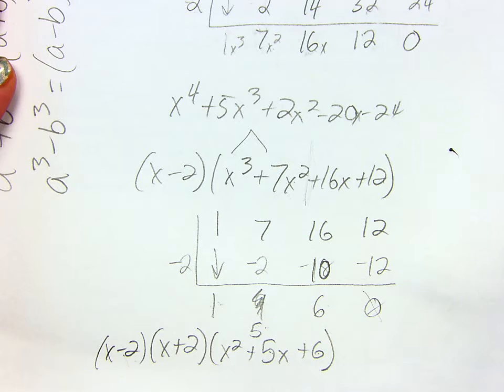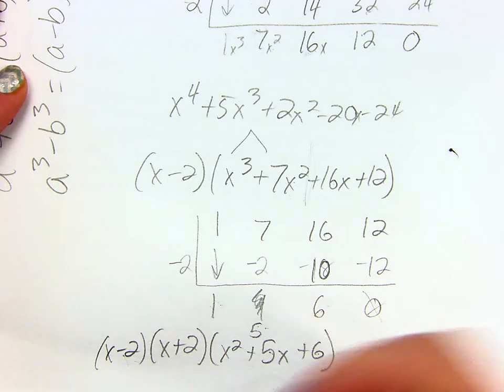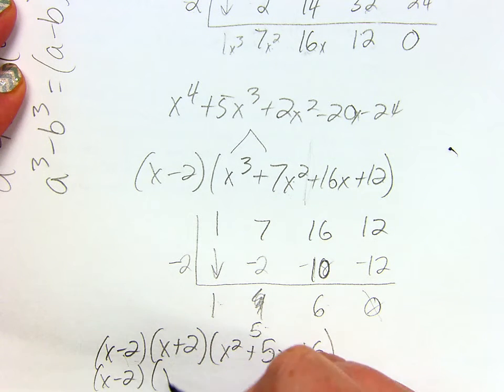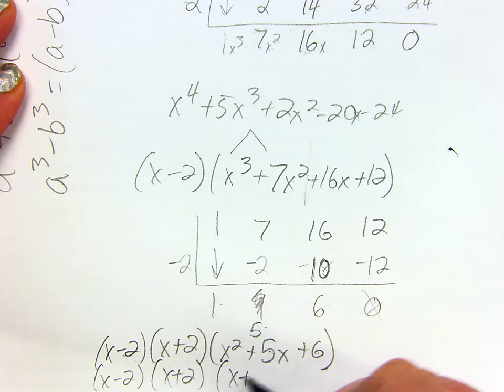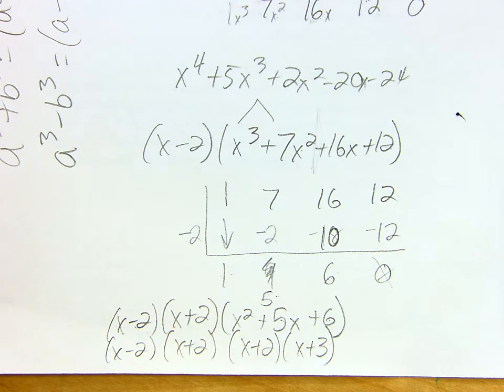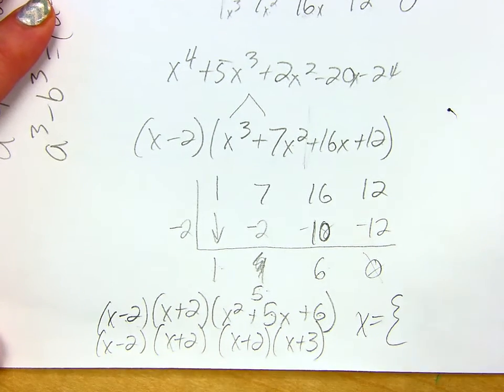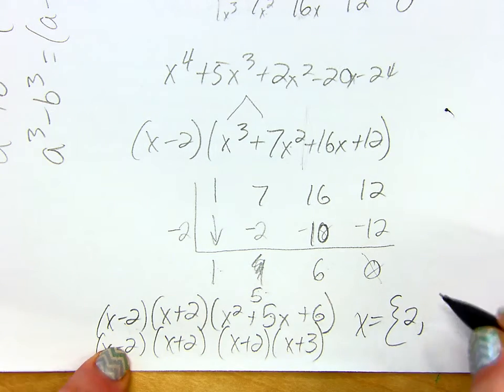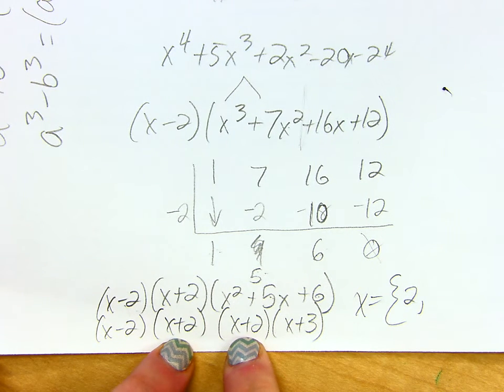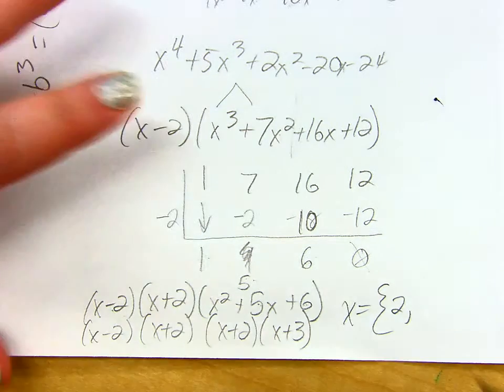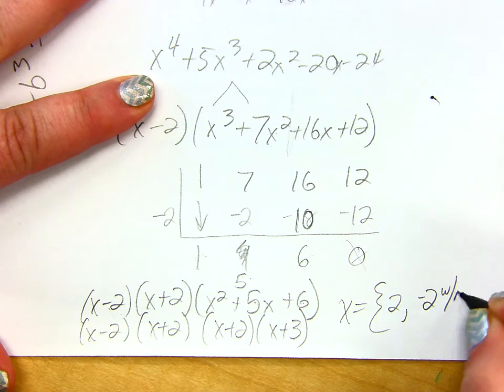Are there factors of 6 that add to be 5? Yeah. 2 and 3, right? So that means my factors are x plus 2, x plus 3. So now I can just set each factor equal to 0, and I have my 4 answers. What are they? I get 2, and then check this out. Don't I get negative 2 twice? Right? So I'm going to write negative 2 with multiplicity 2, and then negative 3.